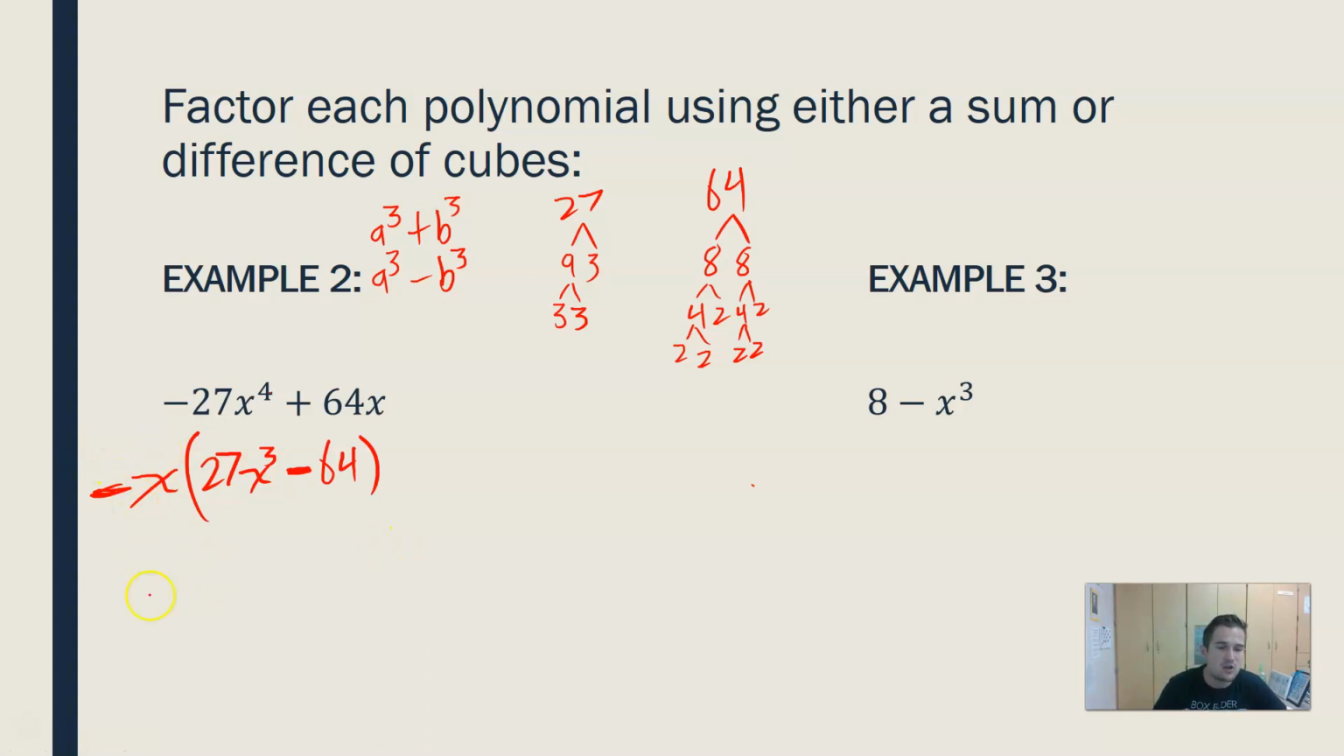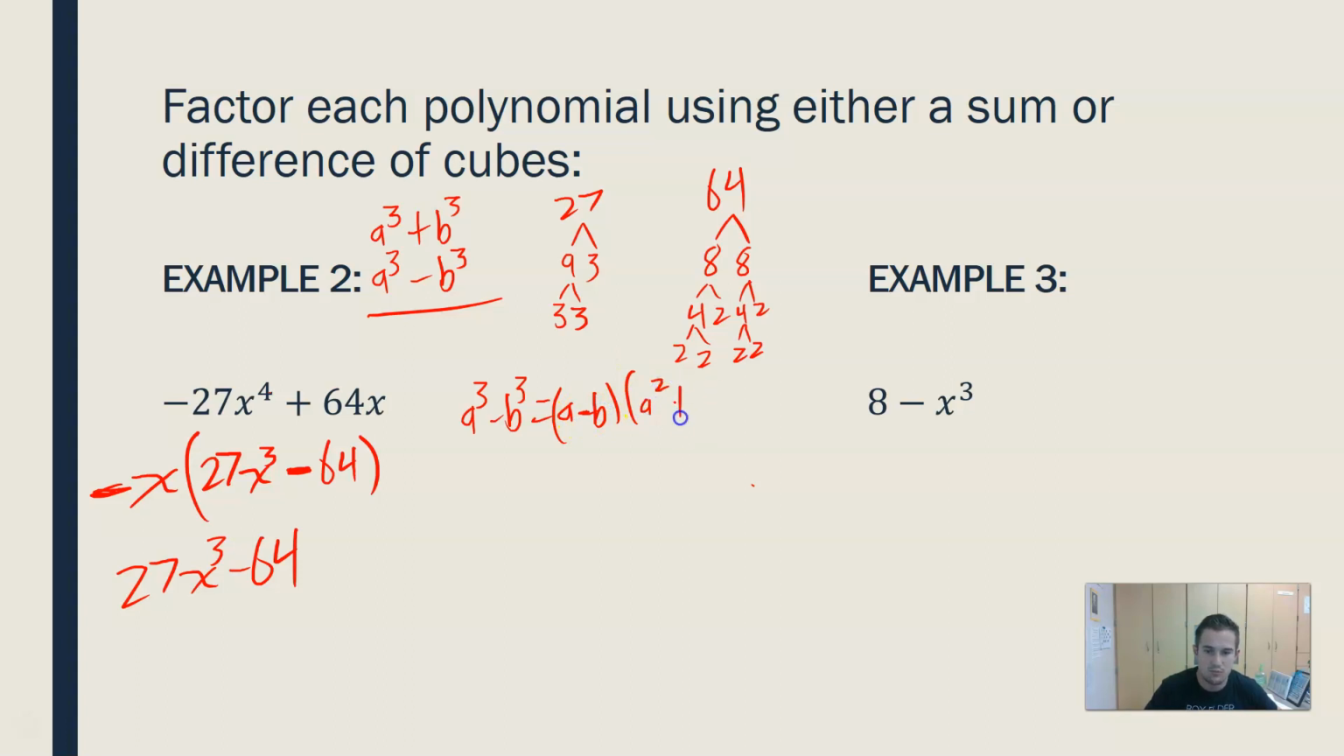Now I'm going to ignore the negative x for a second. If I have 27x cubed minus 64, this first term is x cubed. This is starting to look really similar to a difference of cubes problem. So if this term is a perfect cube and this term is a perfect cube, I'll be able to use my difference of cubes formula. A cubed minus b cubed is equal to a minus b times a squared plus ab plus b squared. I'll be able to plug those perfect cubes into this formula.